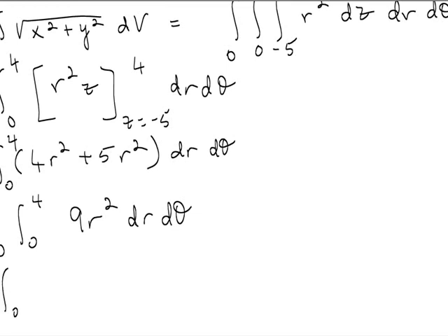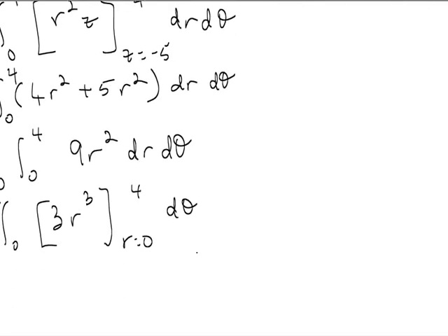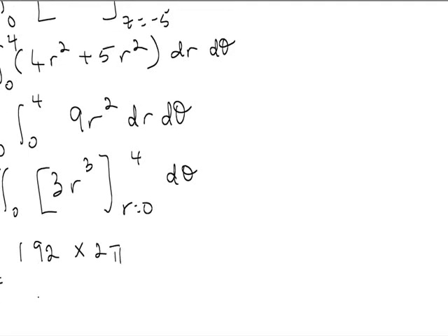Integrate 0 to 2 pi, 3r cubed, and r goes from 0 to 4, d theta. When you substitute 4, what did you get? 192. And did you multiply by 3 too? Yeah. So when you multiply by 3, what did you get? 192. Oh, 192. So 192 times 2 pi. Final answer is what? 384 pi. Nice. Sweet.